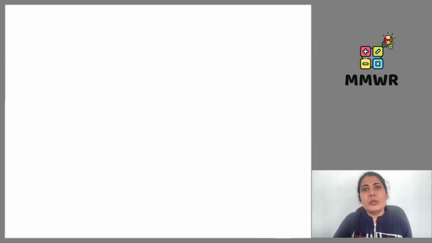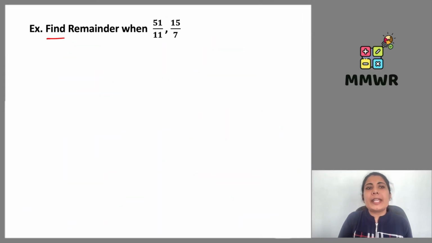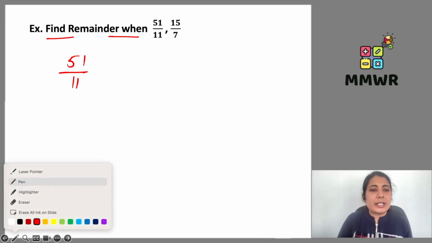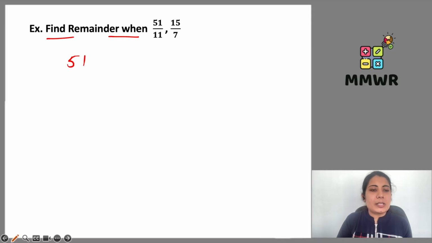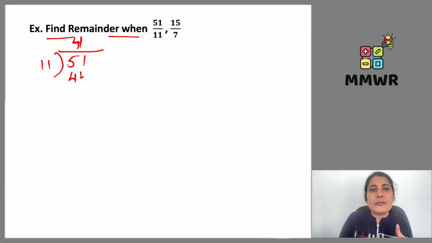Okay, let's move to another example. Find remainder when 51 is divided by 11. Here also we will be discussing negative remainder and positive remainder both. Now 51 divided by 11, I will simply write it in the form of division. 51 divided by 11. 11 fours are 44. Look, rather than taking 44 और फिर difference ले, क्या आएगा, 7 आएगा remainder. We can do it in this way.